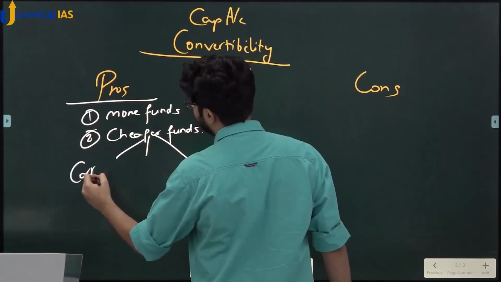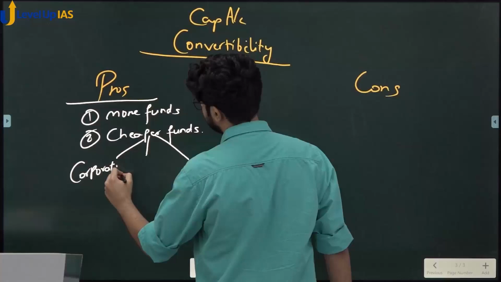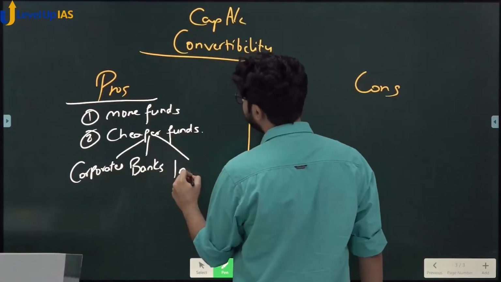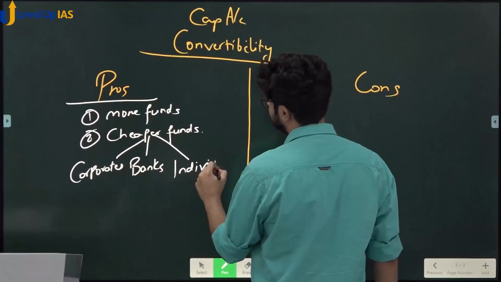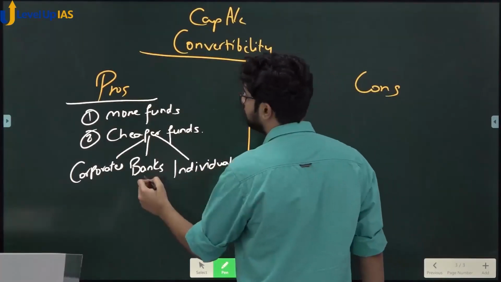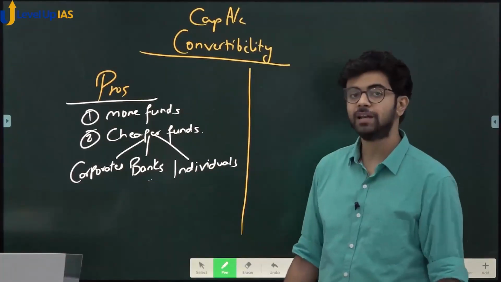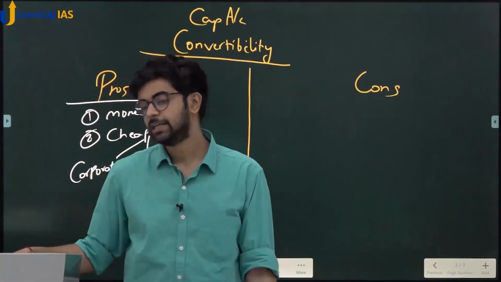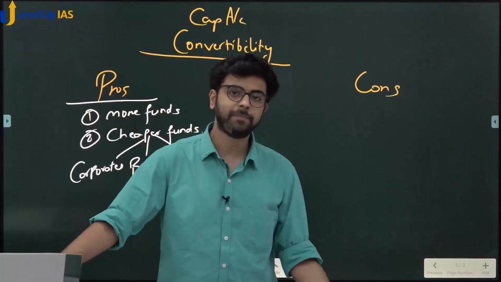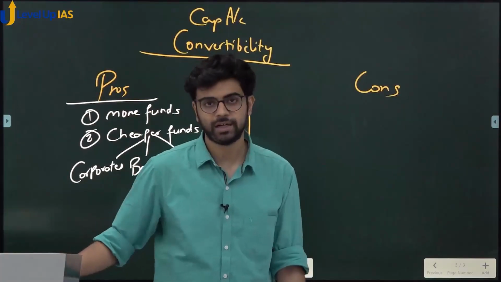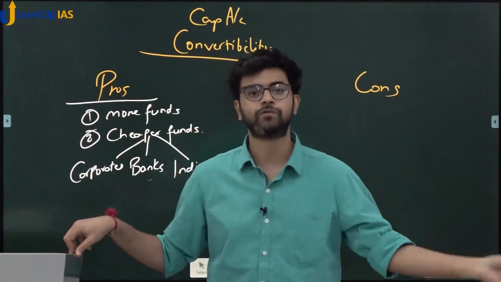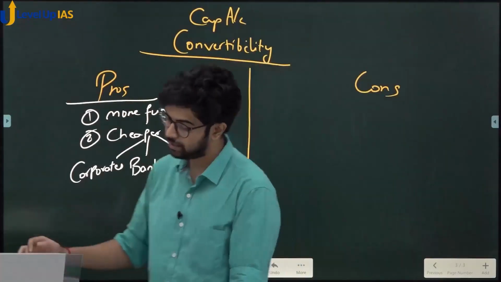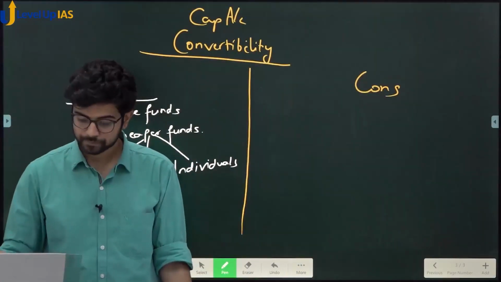Corporates, Indian corporates, Indian banks, Indian individuals. So when Indian banks get cheaper money, what will happen? They will be able to lend at a lower price, yes or no? If any Indian bank is getting money at a lower rate of interest from outside, it can lend it in India at a lower rate of interest. So this is definitely a pro, yes or no?